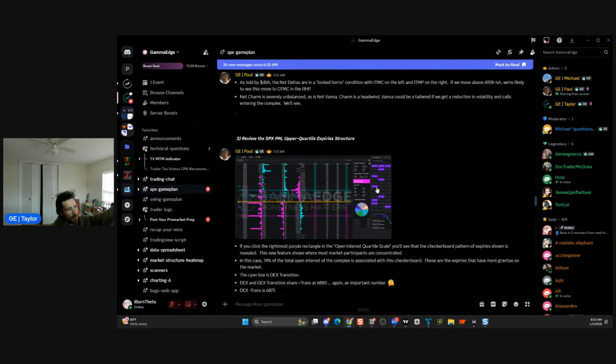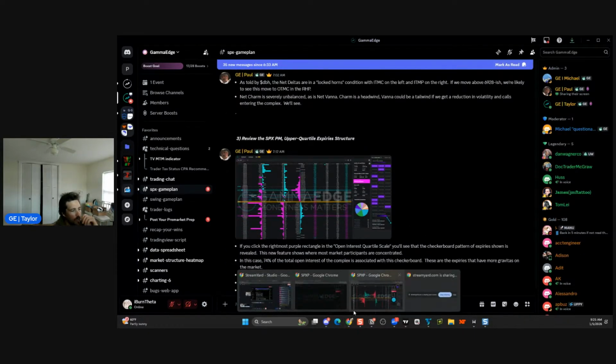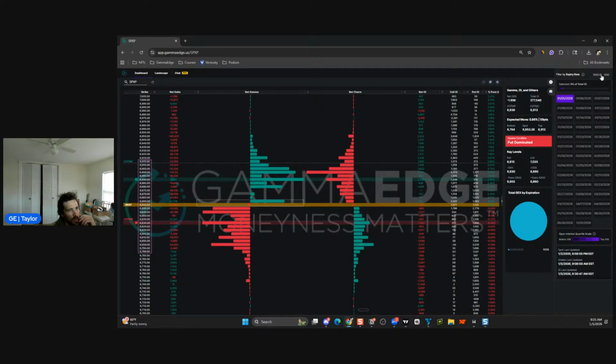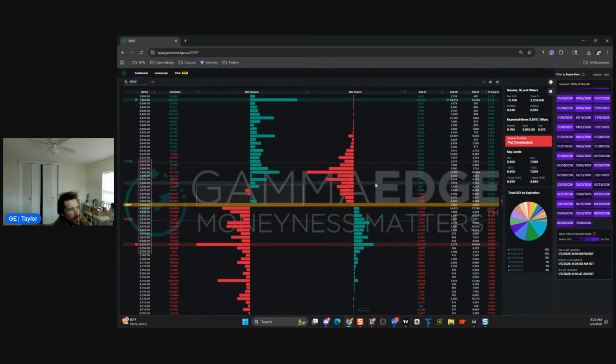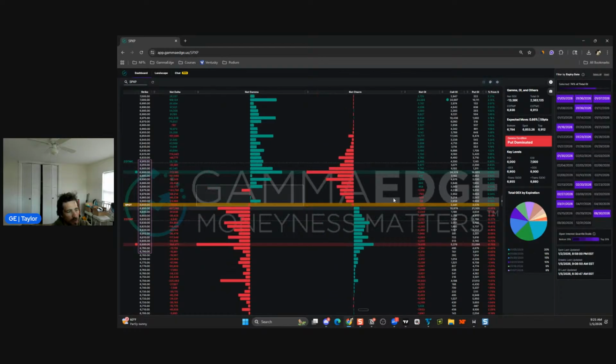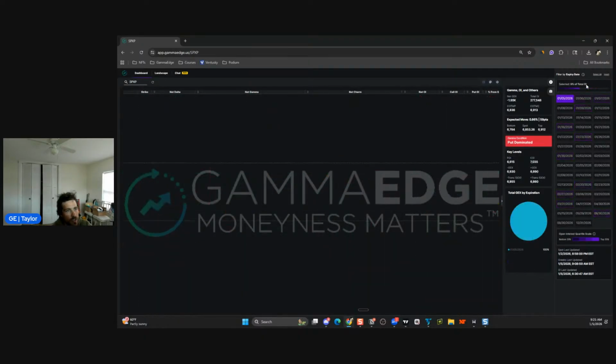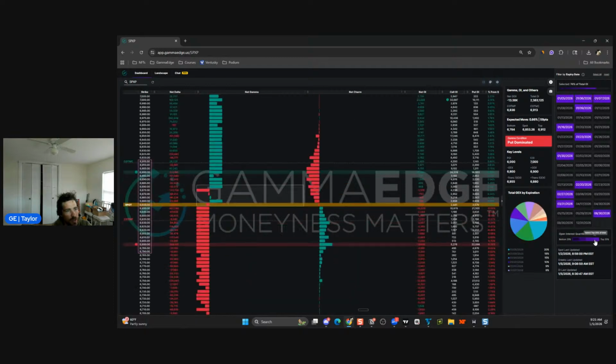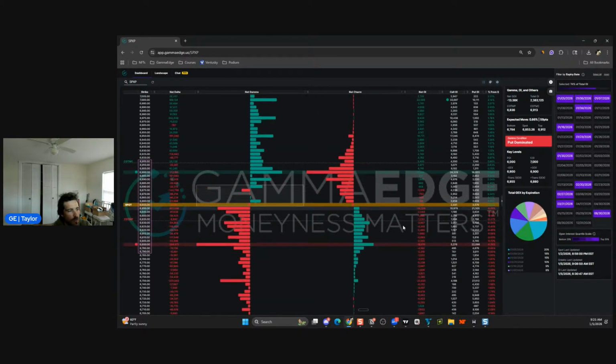Let's move on to SPXP. Here we'll just show this on my dashboard, the full complex. Something that we like to do, introduce a feature, is looking at the top quartile of expirations, meaning these are the expirations that matter. This is where the bulk of speculation sits. You can see there's 74% of all speculation in the SPXP complex sitting in these specific expirations.